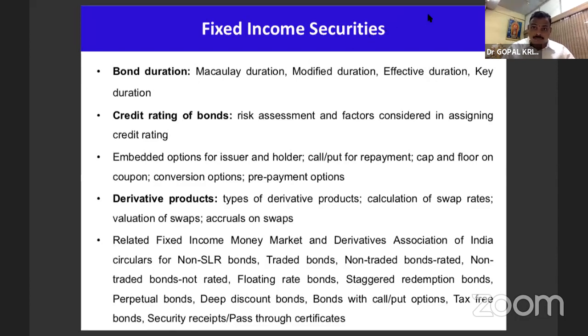We'll be doing questions on this, arithmetic on this, credit rating of bonds, embedded options for holder and issuer, how the calculation will be done with respect to the various options given in the bond, and the derivative products like swaps, your interest rate swap and currency swap. Questions will be based on that, concept questions.